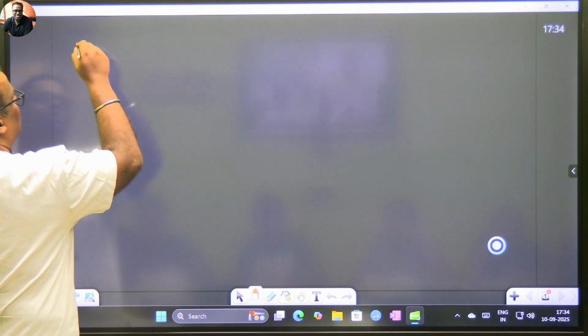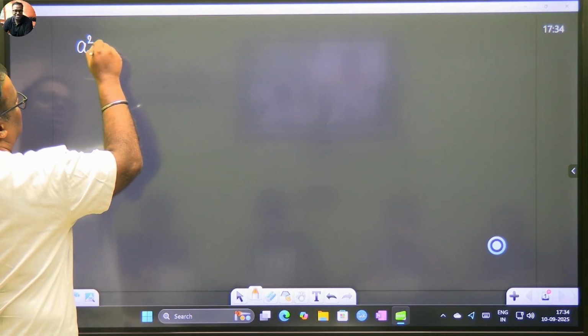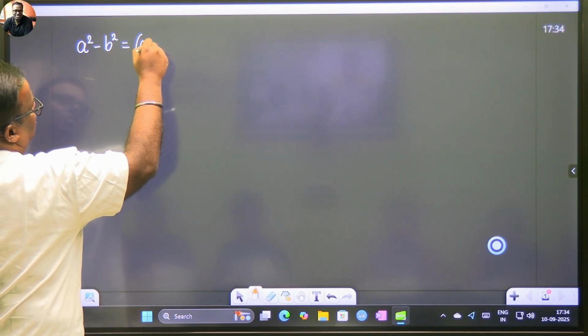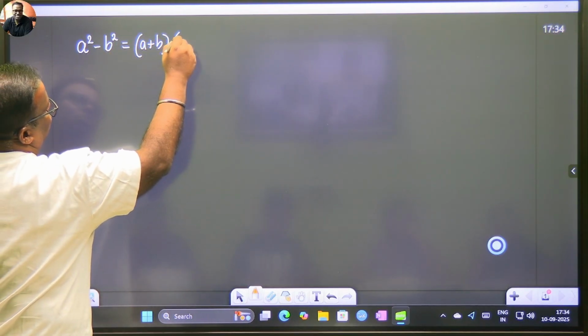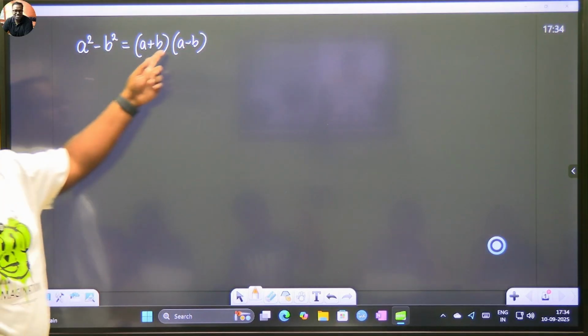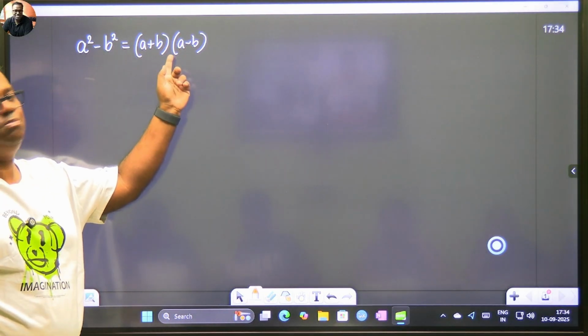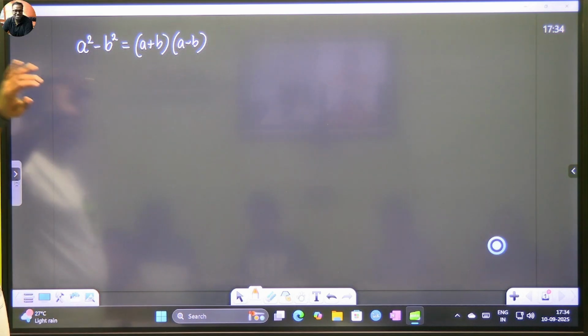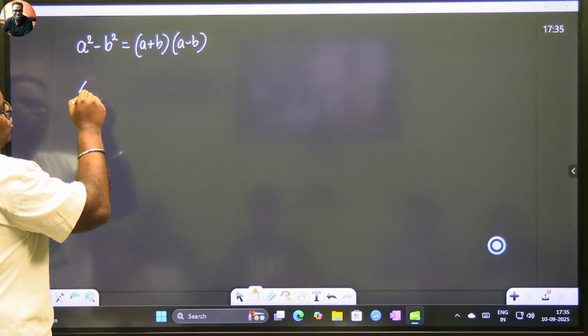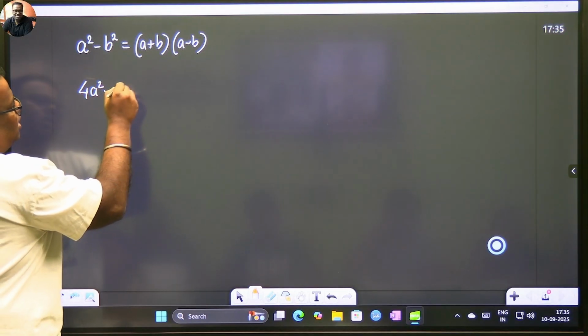The first factorization formula of algebra that will come to you is known as the a square minus b square formula, and this always ends up as factors given by a plus b into a minus b. In fact, if you do the right side, you will land up with this only: a square minus ab plus ab and minus b square, right? So some easy problems, say somebody gives you 4a square minus 9b square.